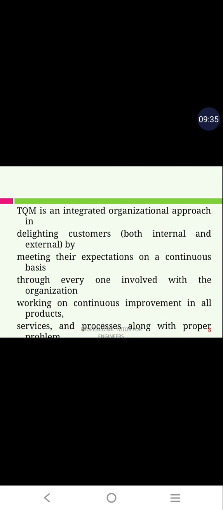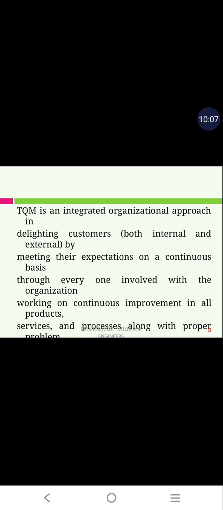TQM is an integrated organizational approach in delighting customers, both internal and external, by meeting their expectations on a continuous basis through everyone involved with the organization working on continuous improvement in all products, services, and processes along with proper problem solving. So here what they mean to say is, again similar, total quality management is an organizational approach.